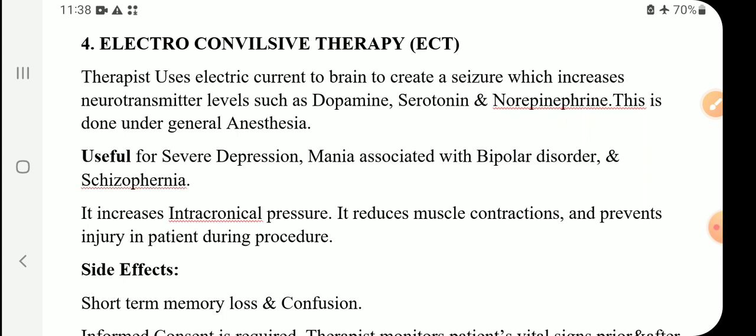If the disorder is very major, if they have severe depression and severe mania, then the therapist will go to ECT. And it basically increases intracranial pressure, and slowly it reduces muscle contractions, and it also prevents any injury to the patient during this procedure.